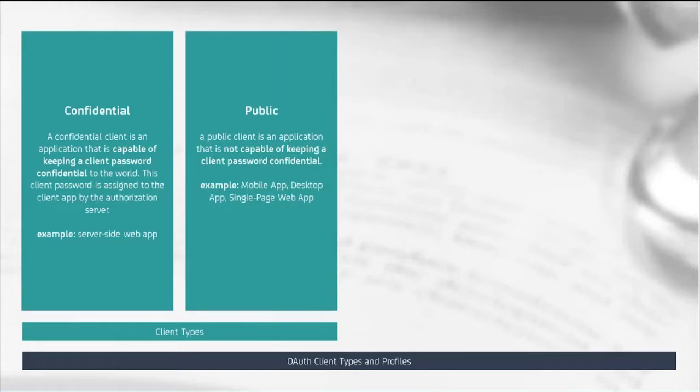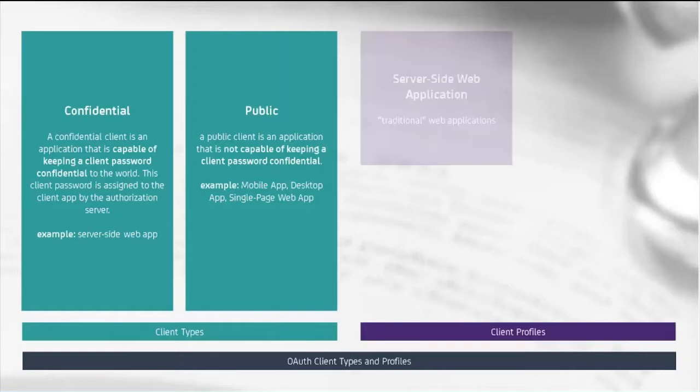But public would be a client which is not able to keep the client password confidential, for example, a single-page web app where the processing is on the client side, or a mobile application which can be reverse engineered, and the client ID of that device can be retrieved. So there are two different types, and for those two different types, there are different implementations.